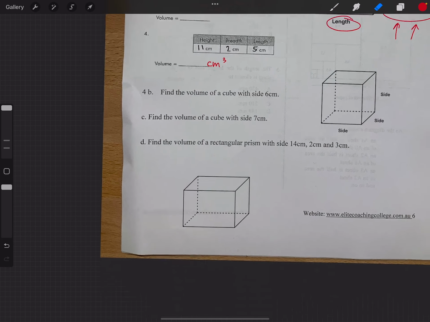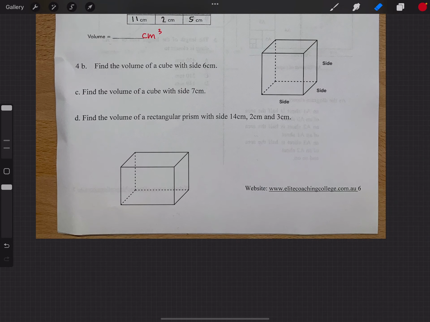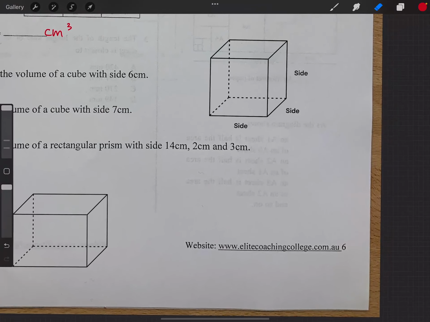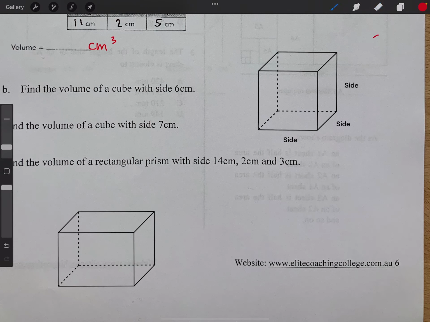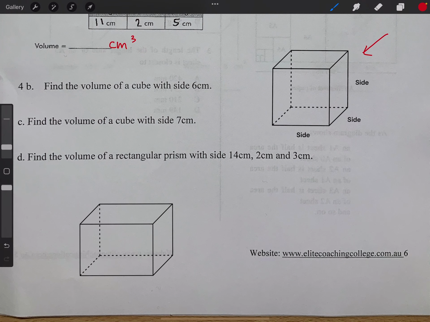Alright. Question 4. Find the volume of a cube with side 6 centimeters. So now you don't have this picture here. I just drew this here just to show you. So this diagram is not in your homework page. So imagine, to find the volume of a cube, is multiply. So now the cube has all of the sides the same. So if this was 6, this would be 6 and this would be 6. So to find the volume of a cube, we just multiply 6 times 6 times 6. So this one will be 6 times 6 times 6. And that will give you 216 centimeters cubed.